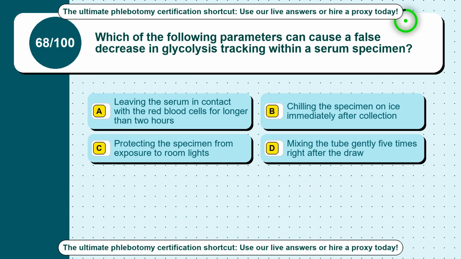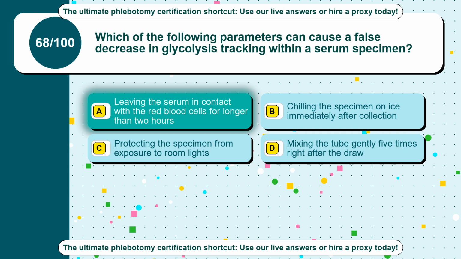Question 68. Which of the following parameters can cause a false decrease in glycolysis tracking within a serum specimen? Option A. Leaving the serum in contact with the red blood cells for longer than 2 hours. Option B. Chilling the specimen on ice immediately after collection. Option C. Protecting the specimen from exposure to room lights. Option D. Mixing the tube gently 5 times right after the draw. The correct answer is option A.